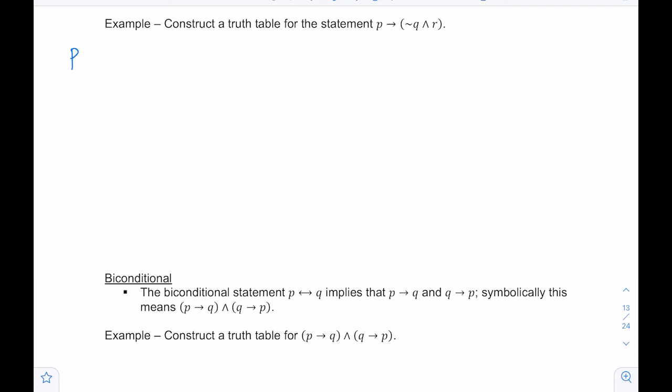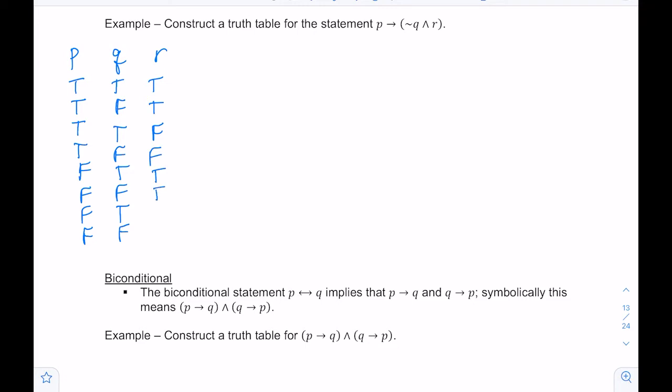So when we make our columns, we need to have a column for P, Q, and R. We're going to rewrite P like we're used to it. It could be true, true, true, true, and then false, false, false, false. With Q, we alternate, so it's true, false, true, false, true, false, true, false. And with R, we're going to have double trues and double falses. So true, true, false, false, and then repeat. True, true, false, false. Now you have every combination that can occur.